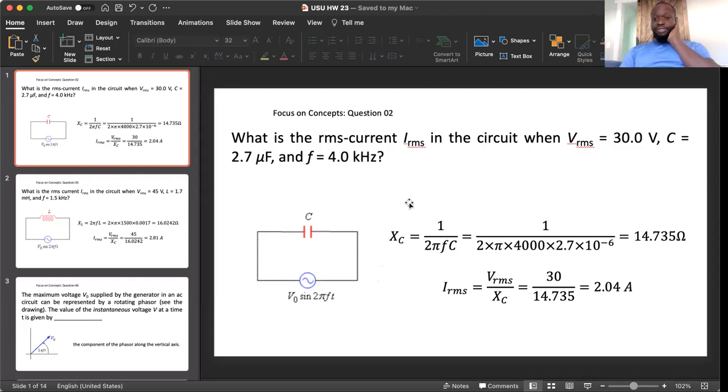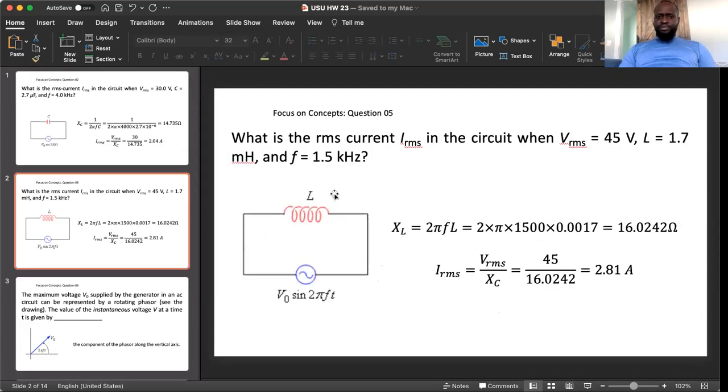Then my IRMS, which is asked, is VRMS over XC. So 30 divided by this answer, that just gives us the answer for that. Go to the next problem.